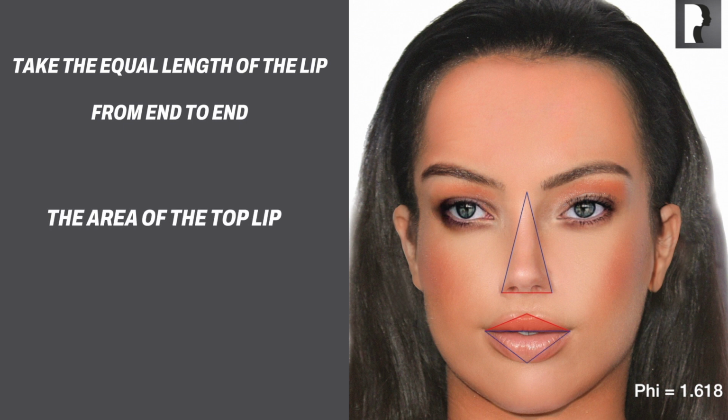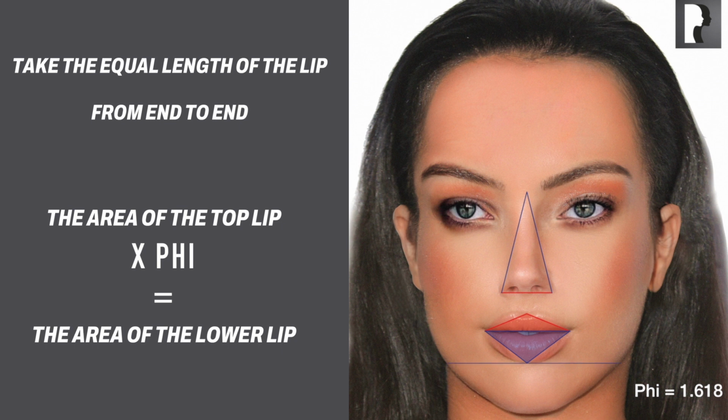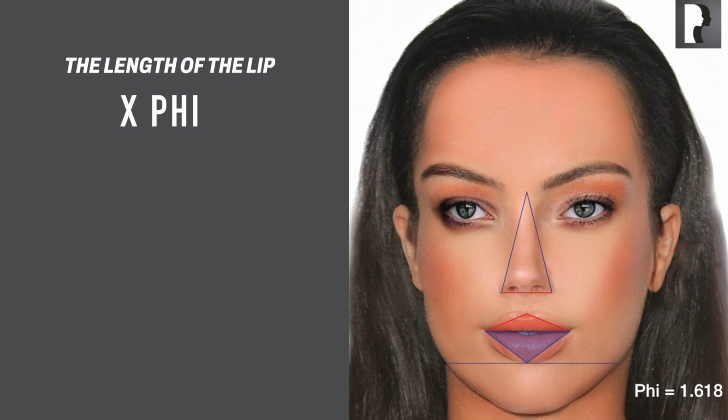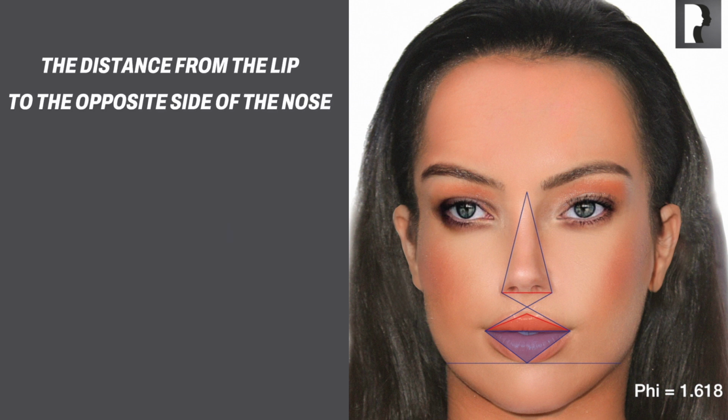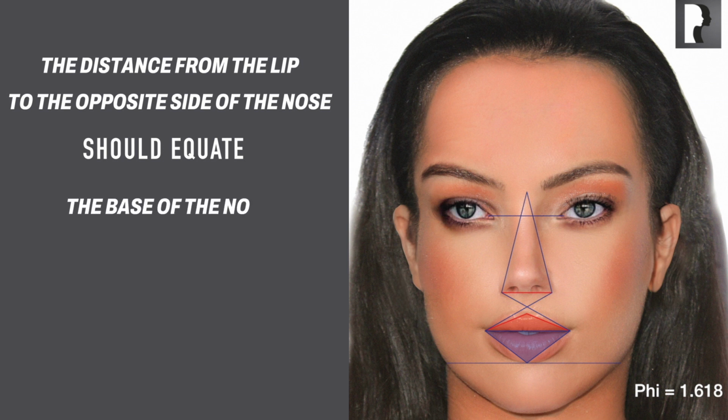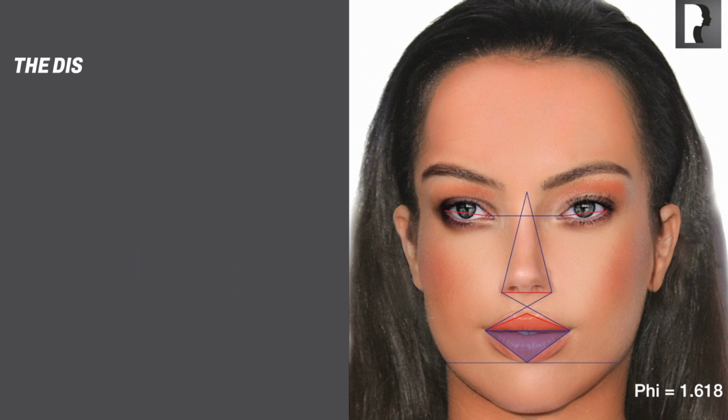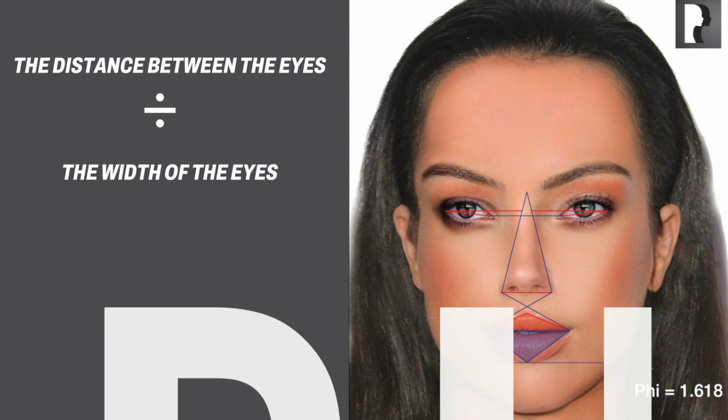The area of the top lip times Phi should equal the area of the lower lip. The length of the lip times Phi should equal the width of the chin below the lip. Then the distance from the lip to the opposite side of the nose should equate to the base of the nose times Phi. The distance between the eyes divided by the width of the eyes should equal Phi.